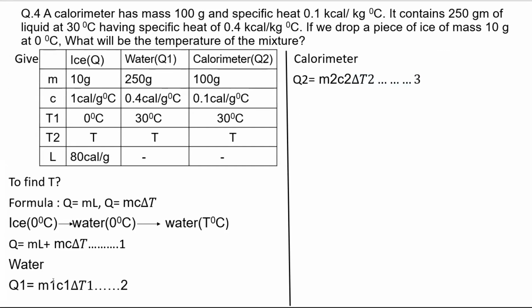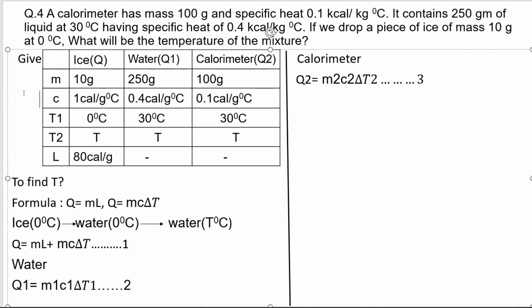Calorimeter and water lost heat energy, ice gained heat energy. So we know by the principle of heat exchange, from equation number 1, 2 and 3, we can write Q is equal to Q1 plus Q2. Now we can substitute the values. Q we know mL plus mc delta T, and Q1 is m1 c1 delta T1 and Q2 is m2 c2 delta T2.